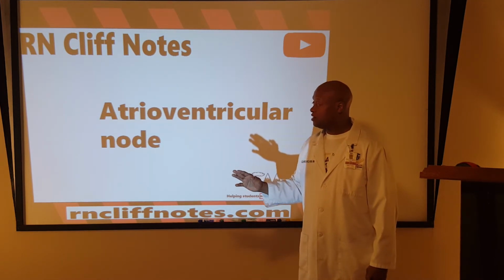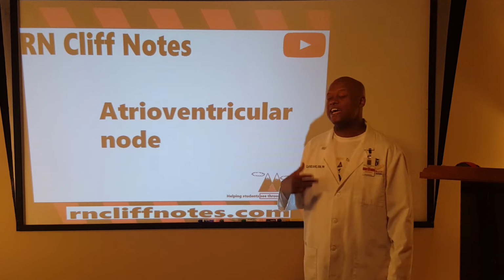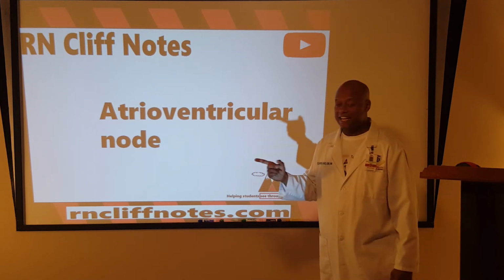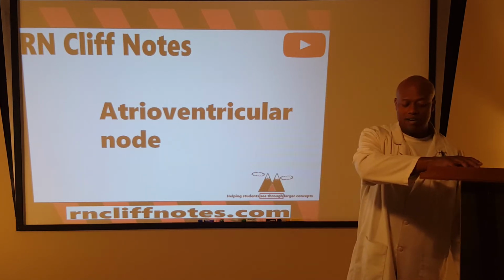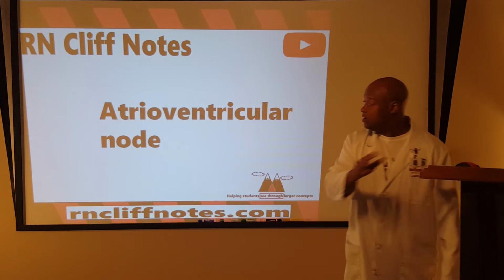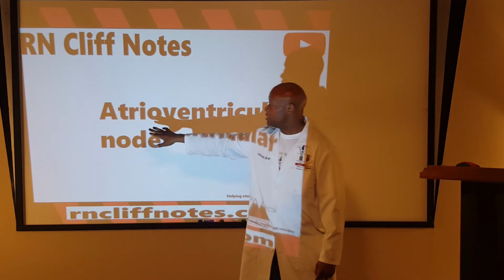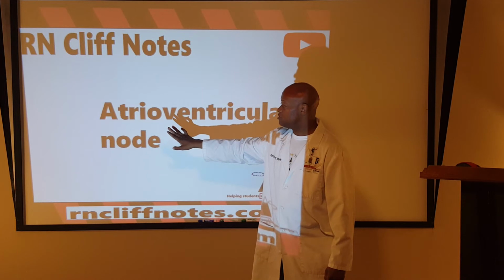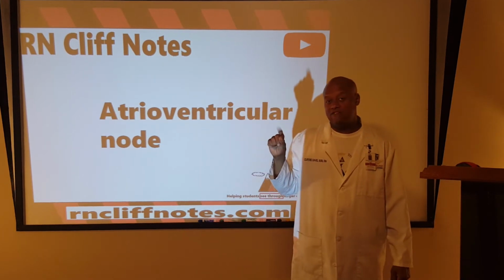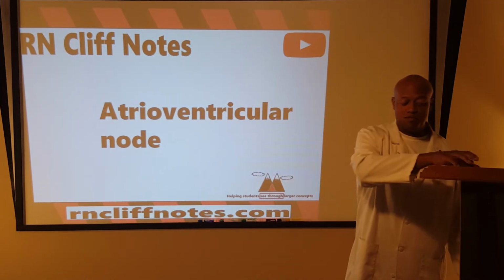Atrioventricular node. Or many times you just hear people say AV node. So this is the secondary structure, right? And it's located where? Approximately between your atria and your ventricles. So it gets the name AV node. It's in between those two structures.